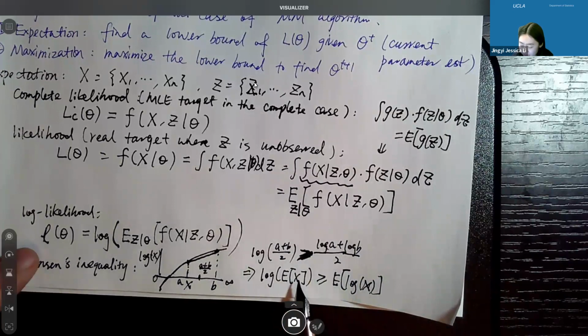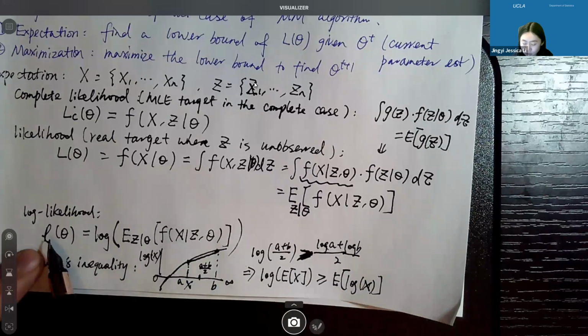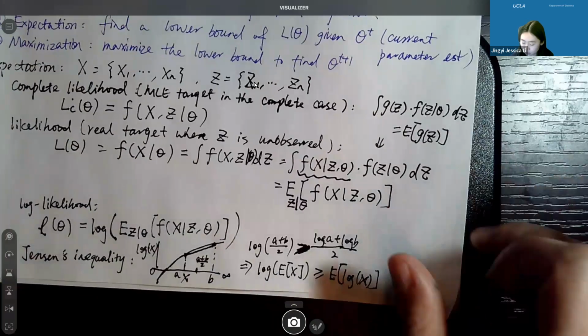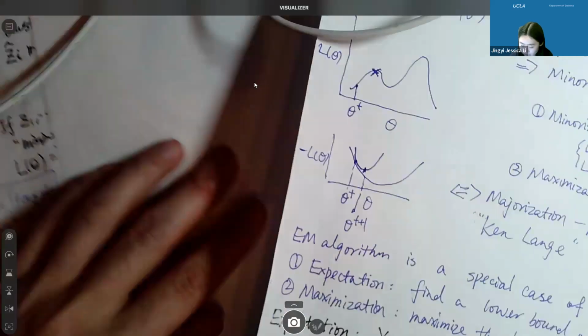And you see here, if we apply it to the log likelihood, what happens? If we exchange expectation and log, as we do here, we find a lower bound of the log likelihood. And that's the key message. So let me go to the next step.